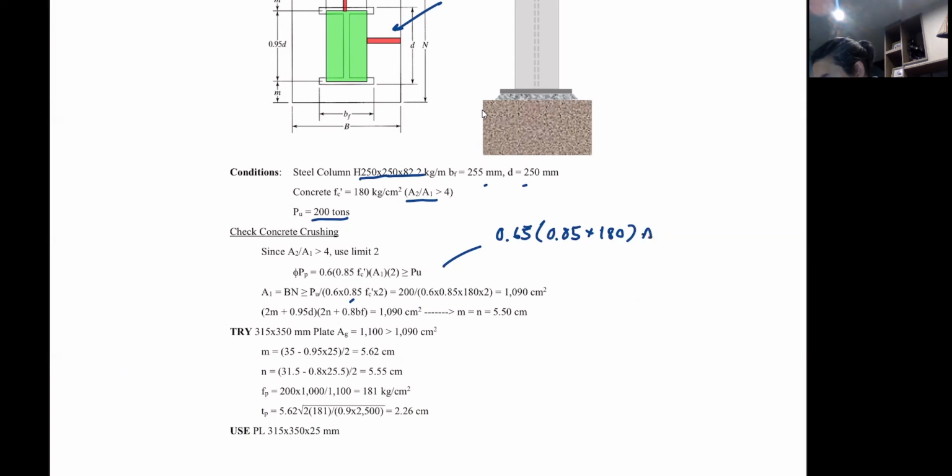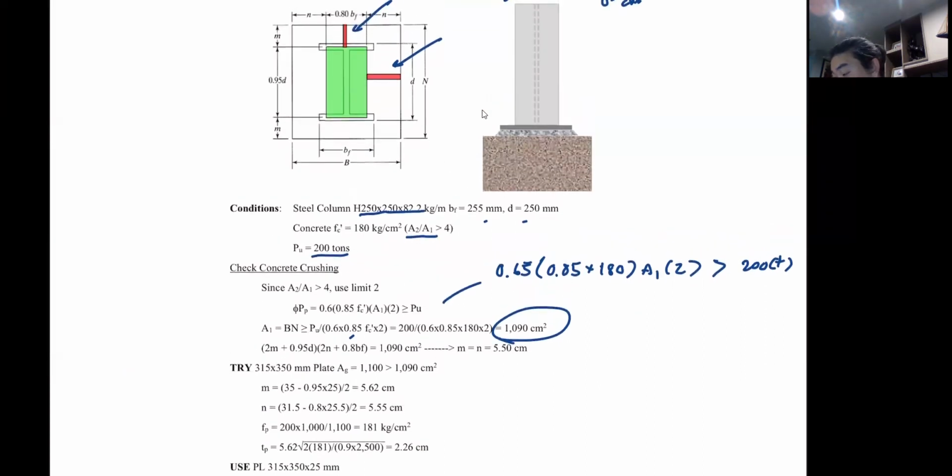A1, because we don't know the size yet, and we're sure that it's so big that the factor is going to be 2, but that becomes that, and it has to be greater than PU of 200 tons. So with that we know the area of A1 instead. Now with the area known, we can set this.